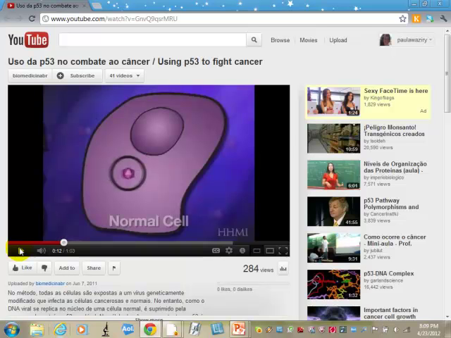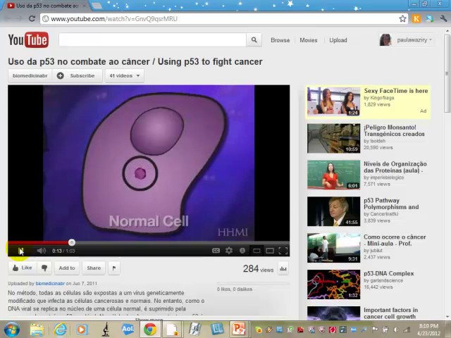Now, this is the idea of how you can use this system of inhibition of the cell cycle in order to trick the cell to commit suicide. Okay, so this is one of the ideas, that you can use a virus in order to get these cancer cells very sick.